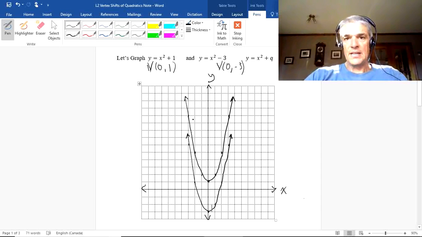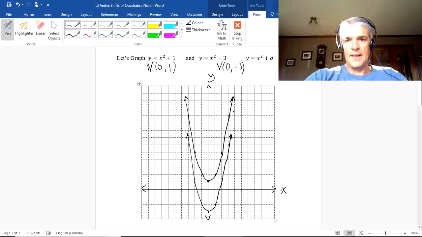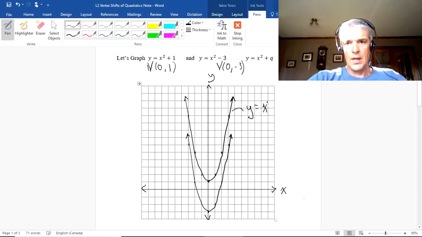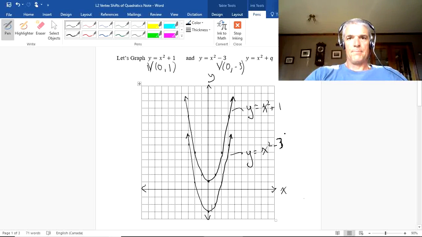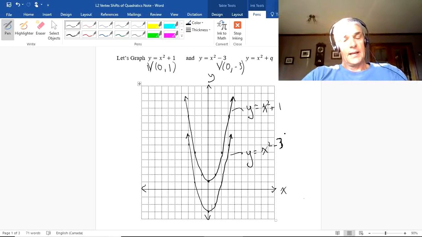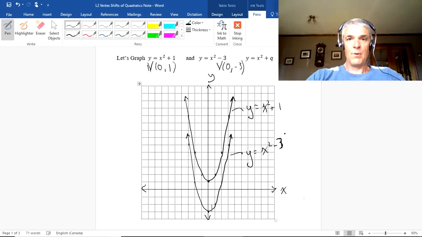Now I can label each of these graphs as well. I should get in the habit of doing just like lines, so I label this as y equals x squared plus 1, and this one is y equals x squared minus 3. Sorry, not 1, but minus 3. And that's really as simple as it can be. It's a very easy way to graph your parabolas using these step values. And you've got to remember that 1, 3, 5, and so forth.